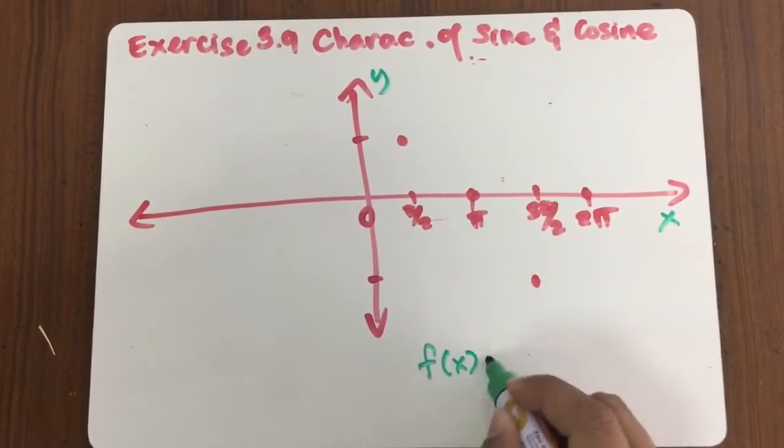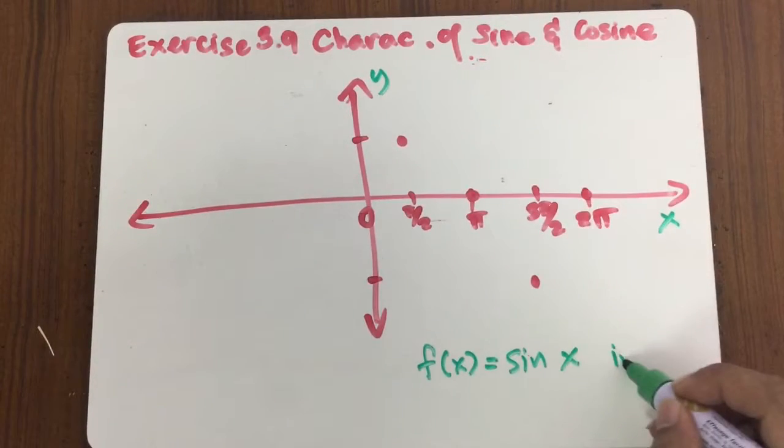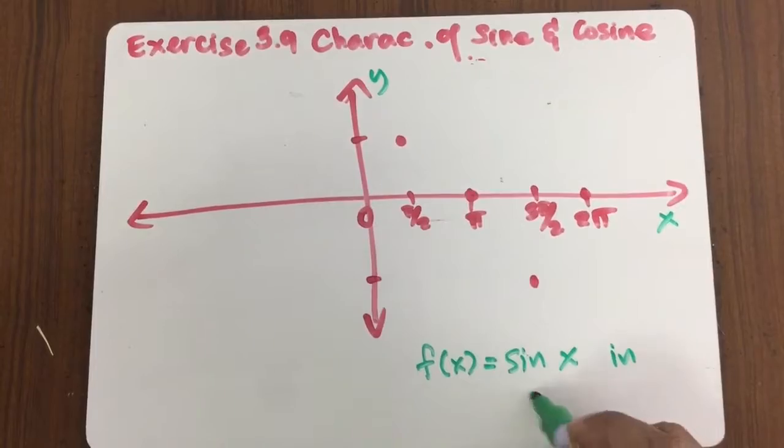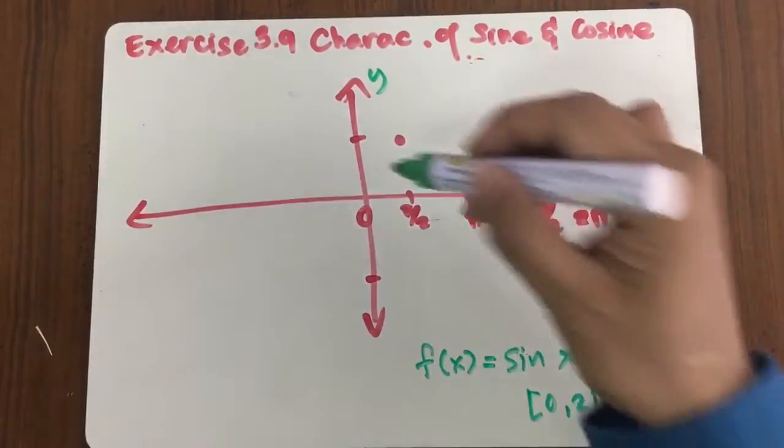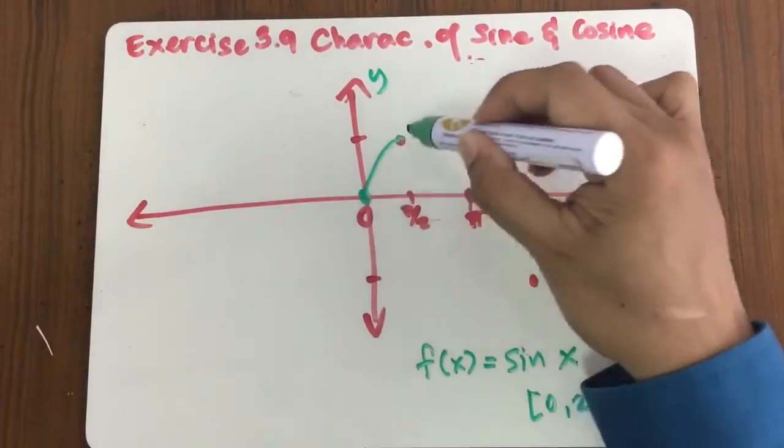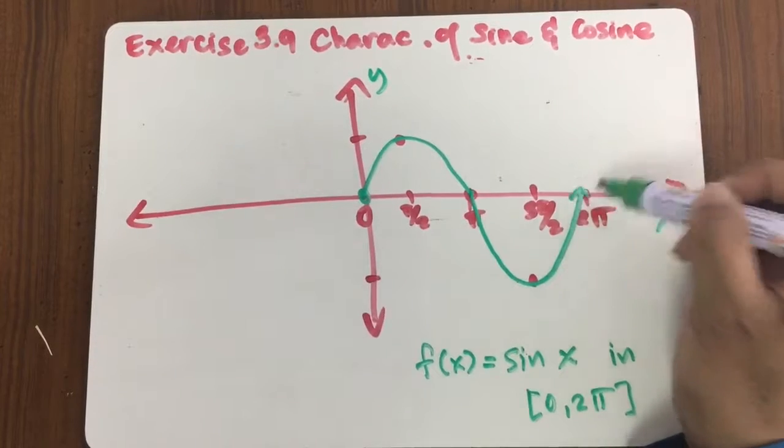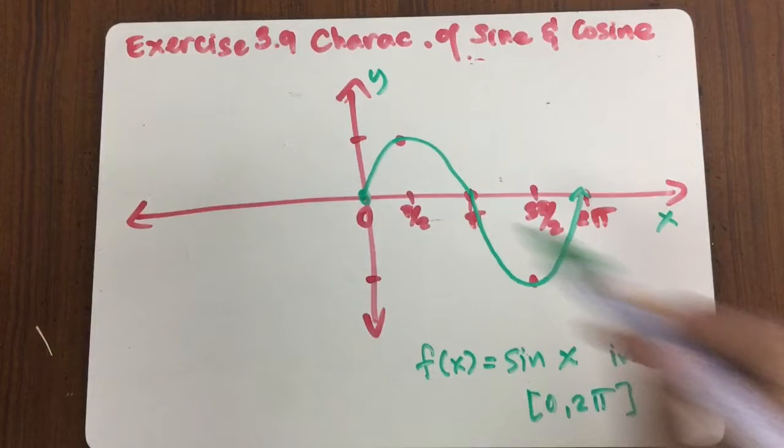We can also obtain the range of our function y is equal to sine of x from its graph. So nagplot ako dito ng mga points. When x is 0, sine of 0 is 0. When x is pi over 2, it's 1. When x is equal to pi, it's 0. 3 pi over 2, it's negative 1. At kapag naman siya ay 2 pi, it's back to 0.